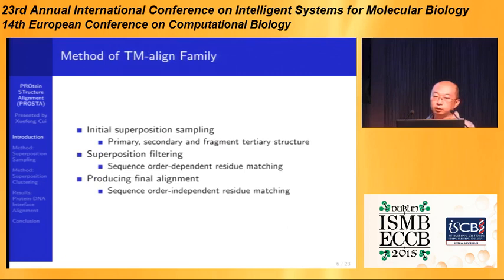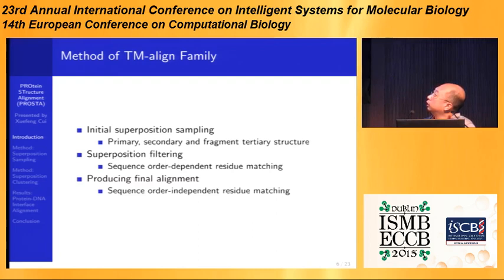For this reason, TM-Align tried to address interface alignment in 3 stages. In the first stage, they perform initial superposition sampling. These superpositions are sampled by doing initial primary and secondary structure alignment, which are long sequence alignments like BLAST-P, and this has a strong dependency on the sequence order. And they also perform a fragment tertiary structure alignment, which tries to minimize the RMSD between the 2 fragments. And this has a relatively weaker dependency on the sequence order because fragments are relatively shorter.